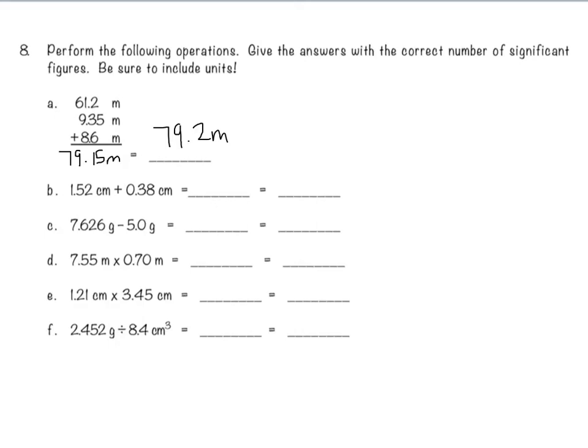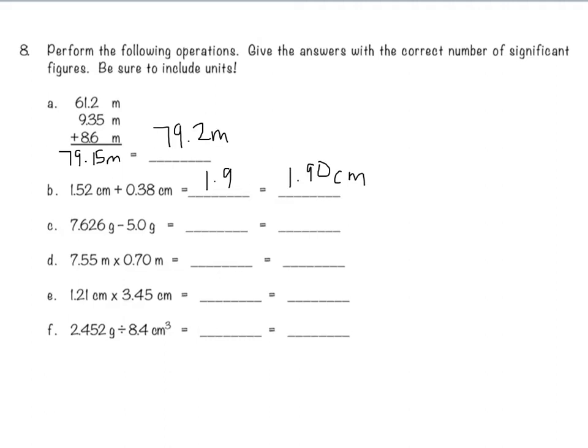Okay, the second one, we have to add 1.52 centimeters and 0.38 centimeters. When you do this in your calculator, it's going to spit out 1.9. Okay, however, you'll notice that both measures are accurate to the 100th of a centimeter. And so you have to take that into account for your final answer. So it also has to go to the 100th. So you must add a 0 at the end. The unit is centimeters. That doesn't change the value of the measure. It just tells you how accurately it was taken.